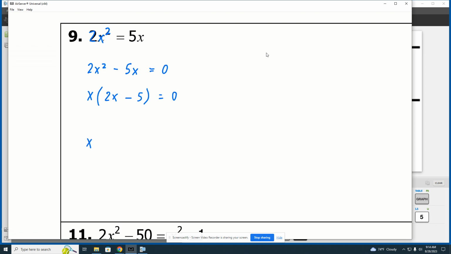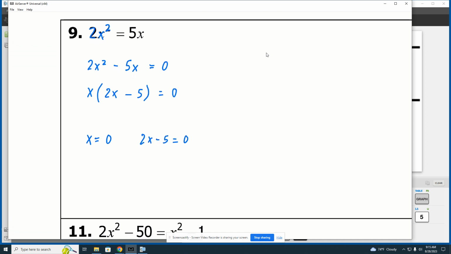Alright, so guys, what do we do with those factors? I'm going to set x equal to 0, that was one of my factors. And I'm going to set 2x minus 5 equal to 0, because that was one of my factors. I don't have to solve x equals 0. It's already done. It crosses my x-axis at 0. Guarantee it. Right through the origin it goes. But this one, you're going to add 5, and then you're going to divide by 2.